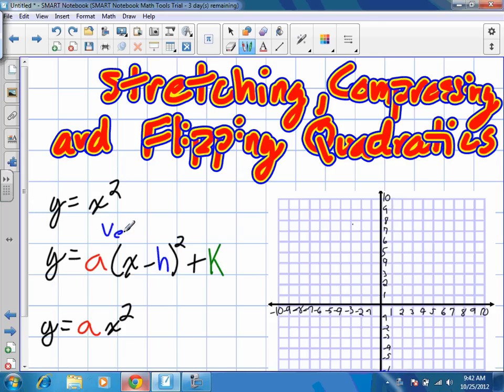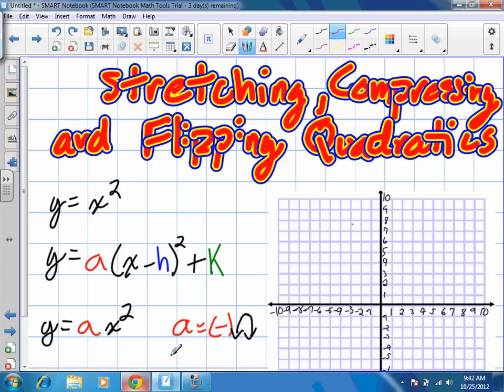Here's our vertex form once again, something we're new to. And this time, we're going to be taking the A value. Now, the A value does essentially three different things. The very first one is very simple, and that's if A is a negative term. If A is negative, the parabola is going to open downwards. And if A is a positive term, which way will it open? Upwards, the opposite.